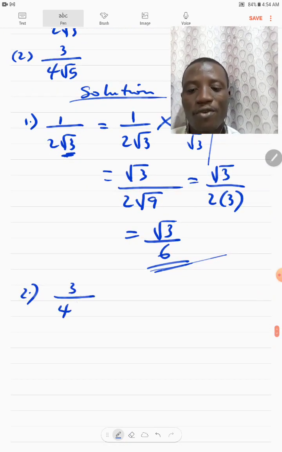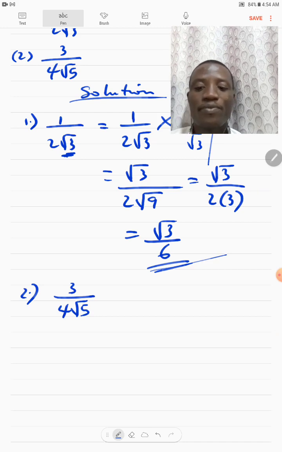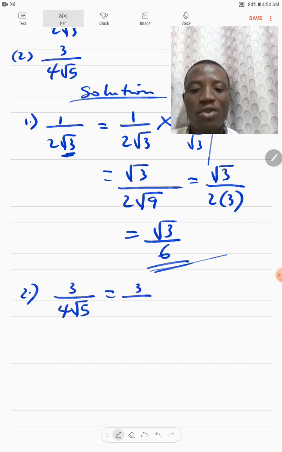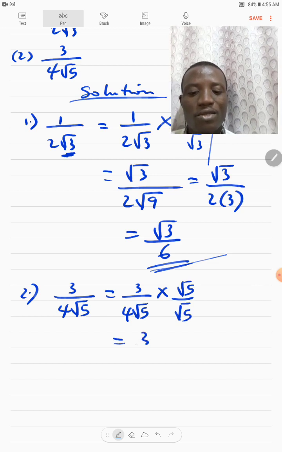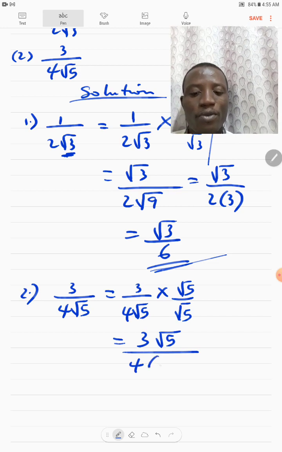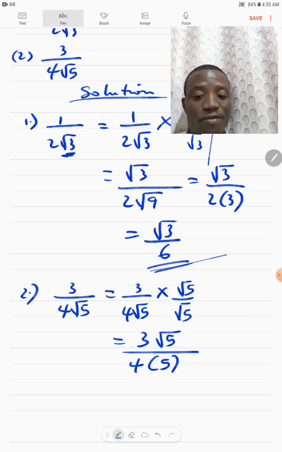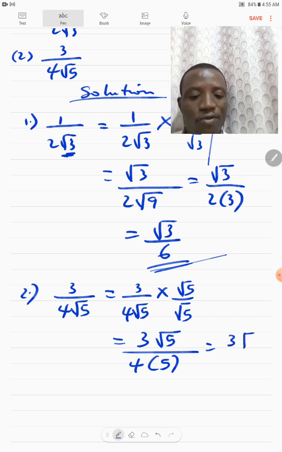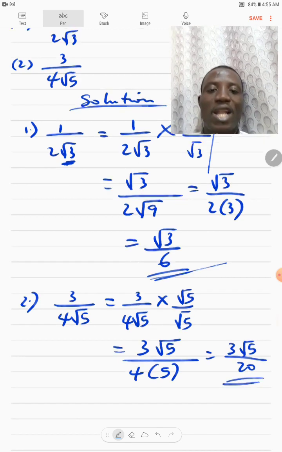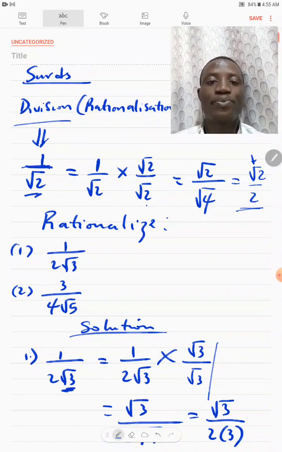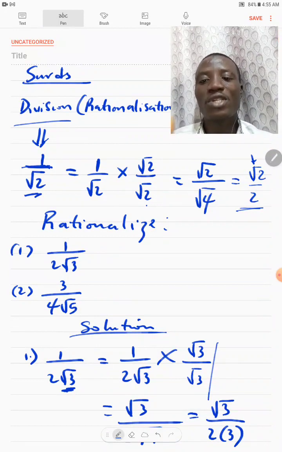3 over 4 root 5. So this will be 3 over 4 root 5 times root 5 over root 5, and my numerator will result in 3 root 5, and the denominator will be 4 bracket 5. Let's learn to write it directly now, because root 5 times root 5 will give me root 25, which will give me 5, and that will be 3 root 5 over what? 20. So this is how you can rationalize a single surd.